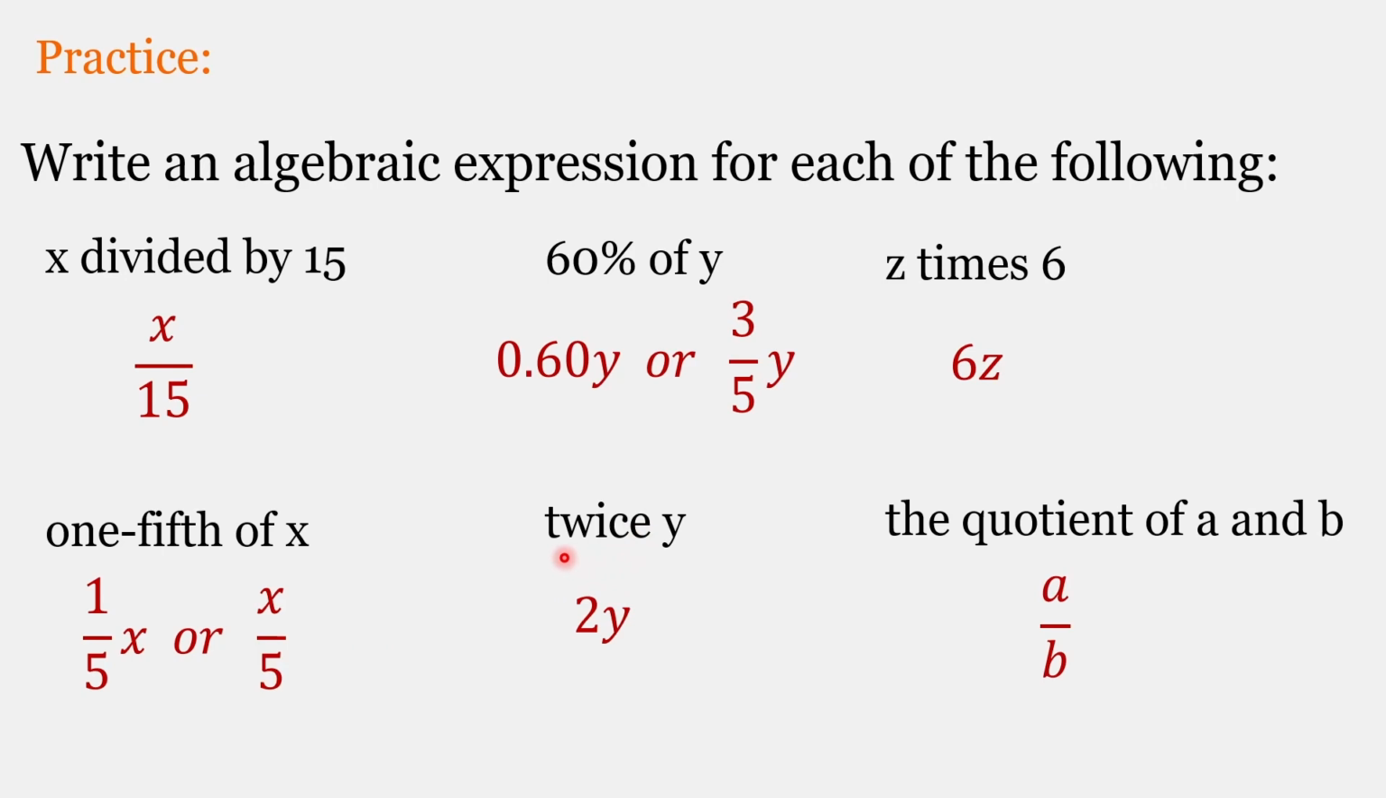Twice y. Twice may be a new vocabulary. It's 2 times. So 2y. And finally, the quotient of a and b. So that's a divided by b.